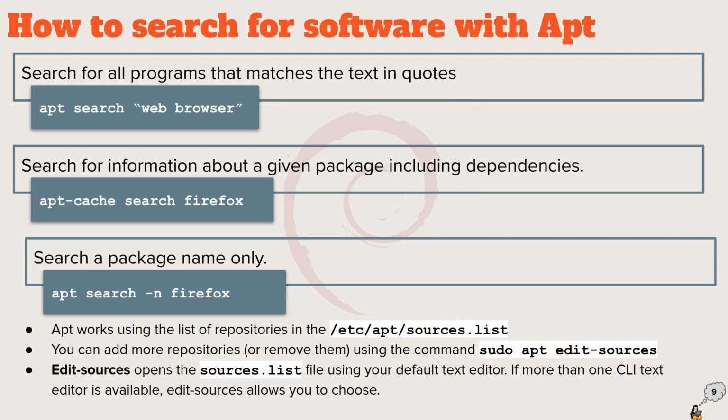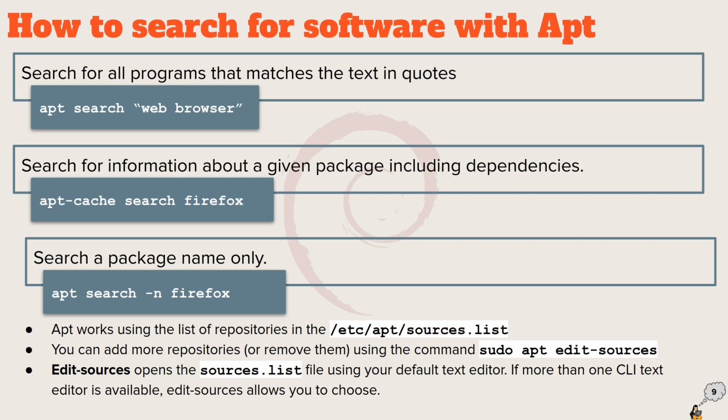How do you search for applications then? I showed you how to install, how to remove, and how to purge. But how do you search? Simple. Using the keyword search. For instance, if I do apt search web browser, Ubuntu is just going to throw me a bunch of packages that match the description web browser.